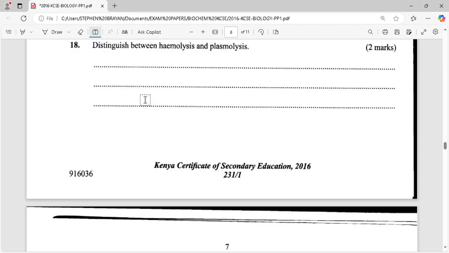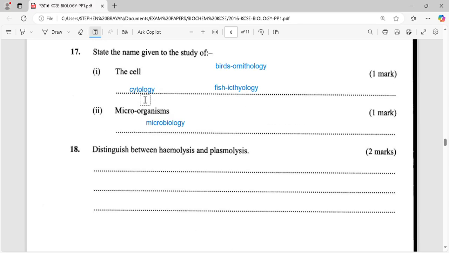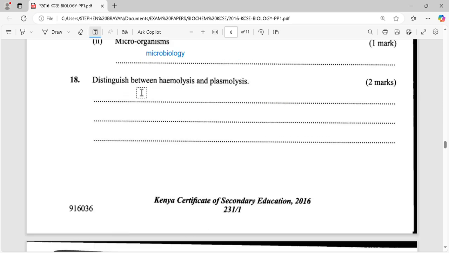So, we are going to start from question 18 because we stopped at question 17. So question 18, you are asked, distinguish between hemolysis and plasmolysis. If you are told to distinguish, it is like differentiate. And that means you must join the two words using a joining word. And hemolysis must be correct. Plasmolysis must also be correct. You find a situation whereby hemolysis is correct but plasmolysis is wrong. You will not score these marks. So you have to ensure that all of them are correct.